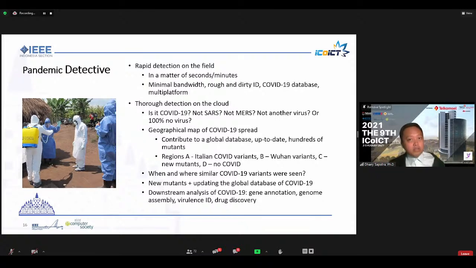And a thorough detection in the cloud at the headquarters will detect whether it's COVID-19, not SARS, not MERS, not another virus, and maybe it's no virus at all, just to make sure. And then also to make a geographical map of COVID-19 spread. It should contribute to a global database, an up-to-date database along with other countries' results, and hundreds of mutants can be detected there.